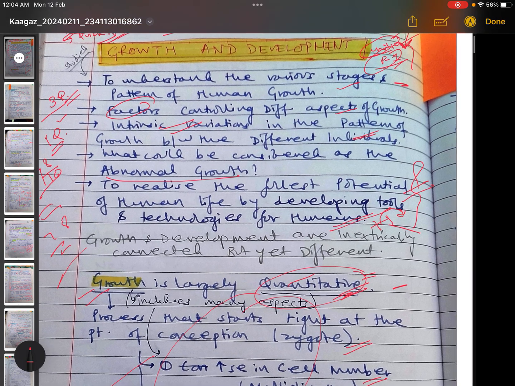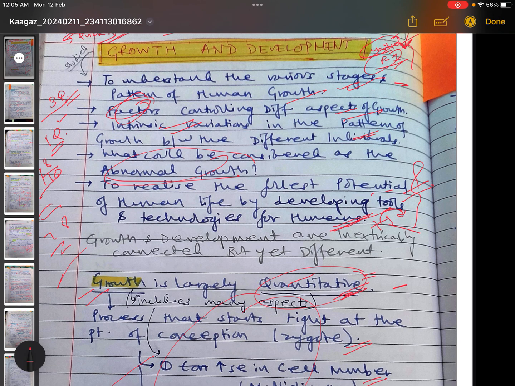For growth and development, we are studying this to understand the various stages and patterns of human growth, what are the factors which control growth and development, what is considered to be abnormal growth, and to realize the potential of human life by developing tools and techniques for humans.